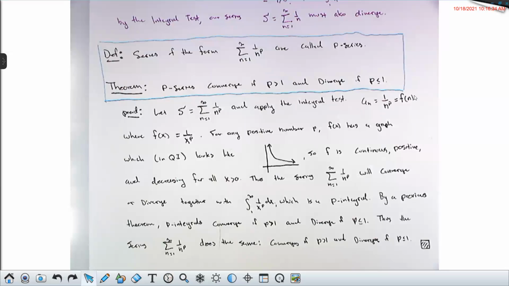But before we go there, I want to get you more practice with the integral test. I want to show you how those hypotheses can sometimes be a bit of a headache, but also why they're necessary, because if you don't have those things, then the series and integral may not be connected to one another. Questions on the definition of a p-series or the theorem on p-series?